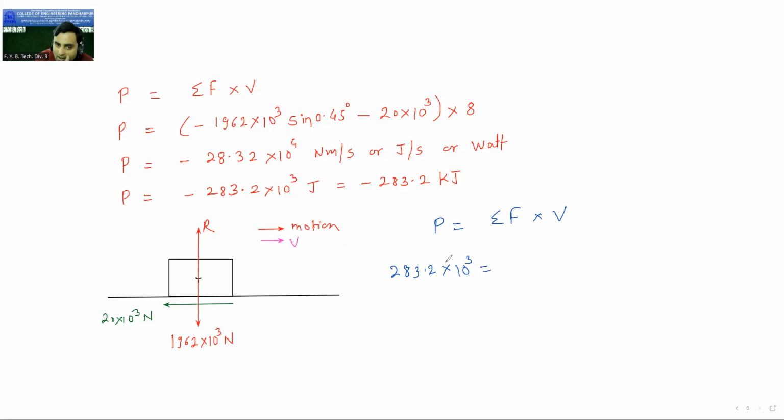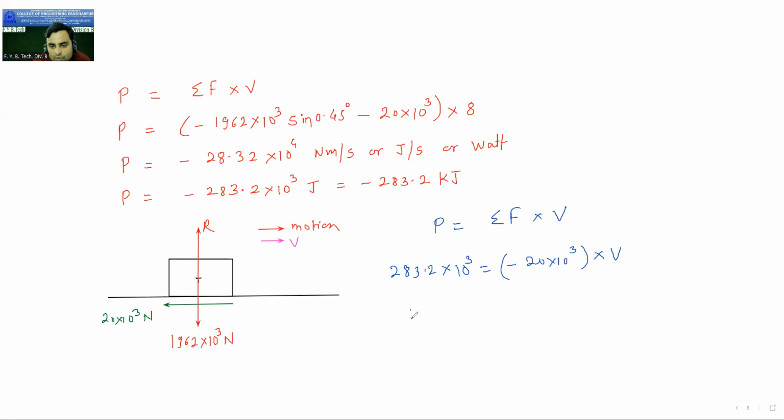Okay. In summation F, now the motion velocity is in horizontal direction. So in this direction, which force is there? Only the frictional force is there. In the horizontal plane, which force is there? Only the frictional force is there. And this frictional force is in the opposite direction to the velocity. So it will be minus 20 into 10 raised to 3. Okay. This is summation F, into velocity V as it is. We need to calculate the speed for the same tractive resistance.